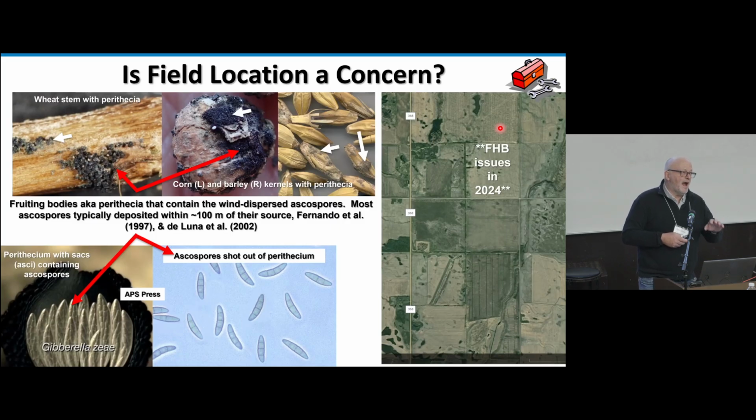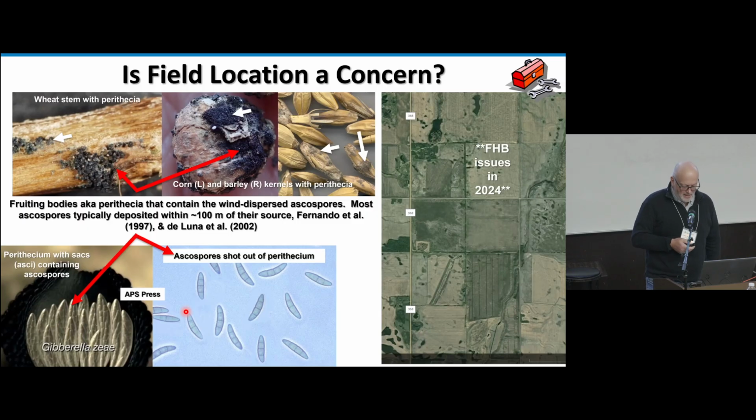So if we look at Fusarium graminearum, and the research done, especially in Ontario and Quebec, back in the late 90s, early 2000s, most of those spores, the ascospores that are produced from the perithecia, will be dispersed, and they'll land within about 100 meters of the source. So it's immediately adjacent fields that are going to be most at risk.